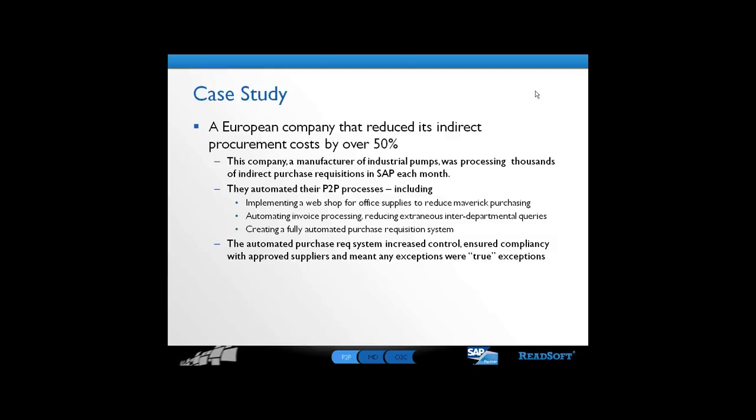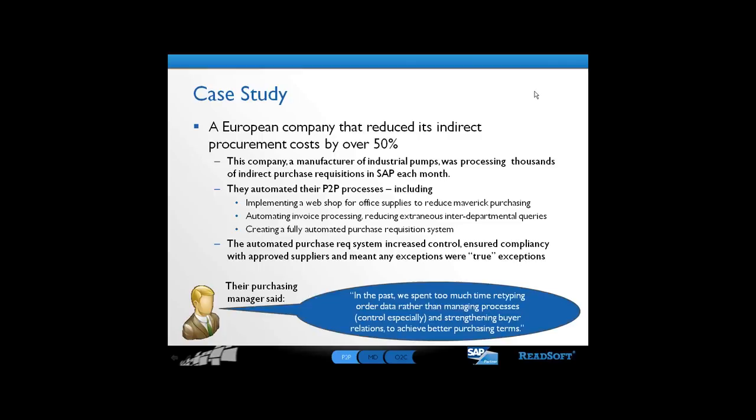Ultimately, they've created a fully automated purchase requisition. Their focus has been about managing the true exceptions rather than focusing just on the day-to-day tasks. The real key thing here from their purchasing manager is that in the past, they were spending far too much time just typing in the orders and the data, and not actually improving and managing the process. As a result, they've changed their focus onto strengthening the buying relationships and the roles of the various people, and have also achieved better purchasing terms.